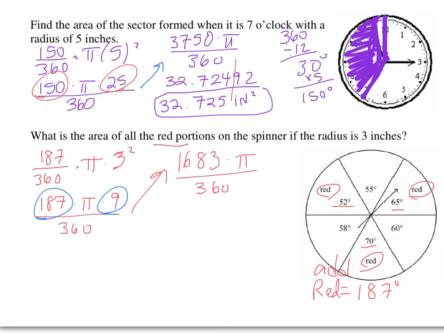So when I type that in the calculator, I get 14.686945. Remember, I'm using the pi button on my calculator. And this 9 bumps that next one up, so it will be 14.687. And this is inches, so it would be inches squared.